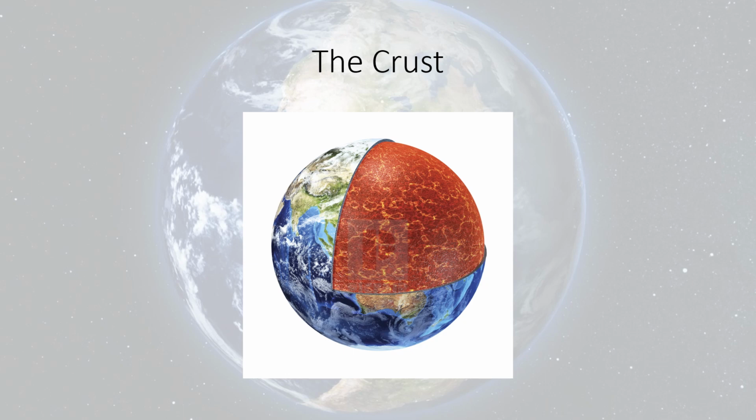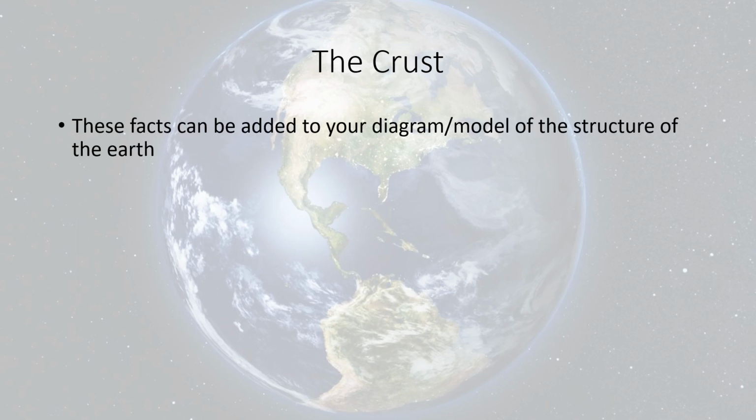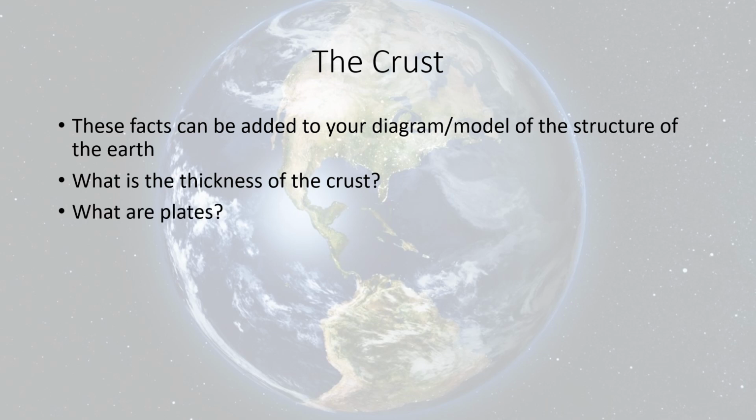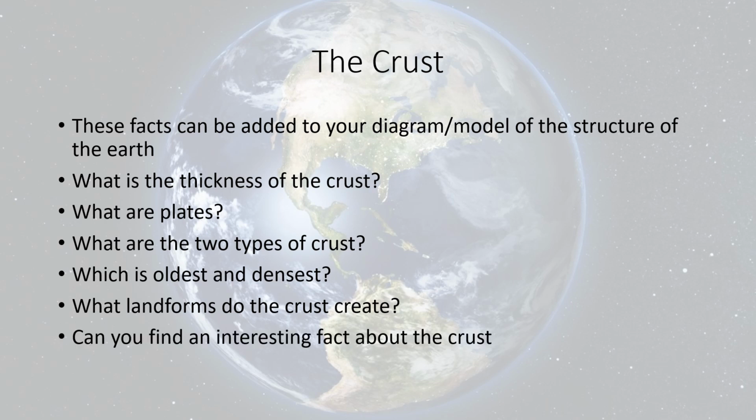Now the crust is made up of a couple of different things. One, what we call oceanic, one, what we call continental crust. And you need to find out about those. I want you to tell me the thicknesses. I want you to learn about plates. What are they? What do they do? I mentioned the two types of crust, so you've already got a clue there. Tell me which of those two is the oldest or the densest. Tell me what landforms they create. And again, I really want an interesting fact.